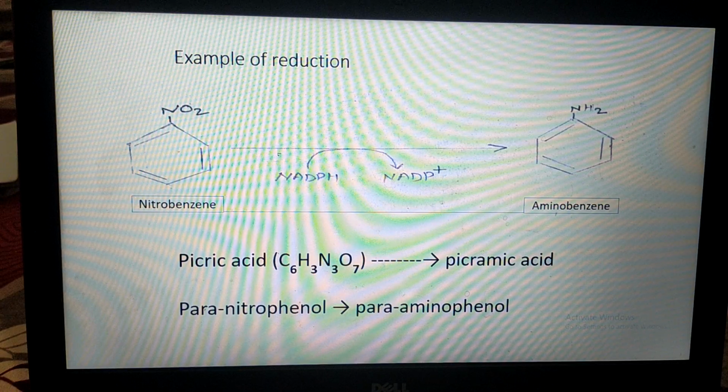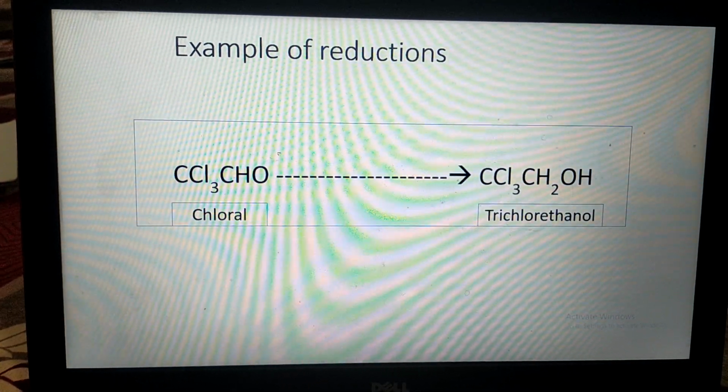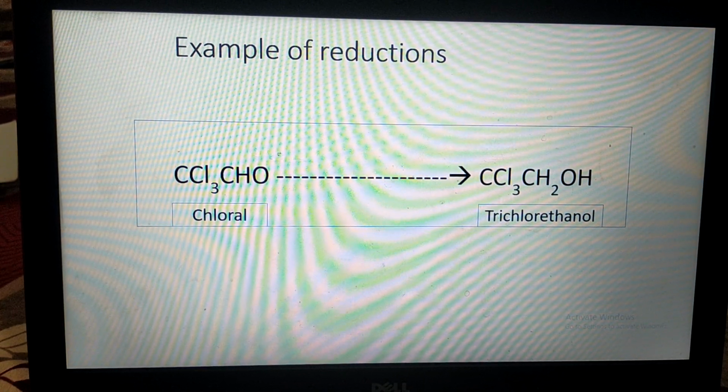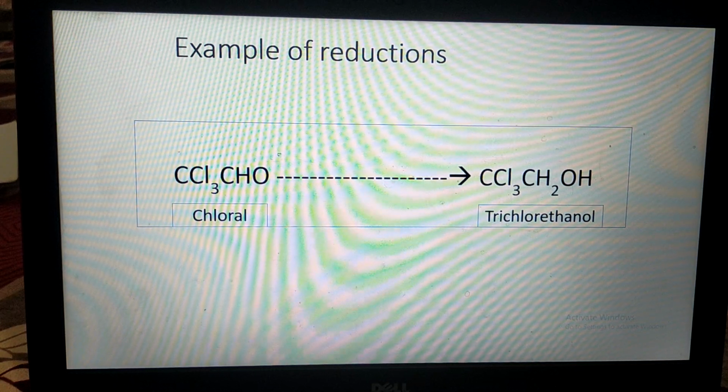So when you are writing in the exam, it is not necessary to draw the structures, just write down the names of which compound is converted into which metabolite. Next reaction is conversion of chloral to trichloroethanol. Again you have to write down here NADPH is converted to NADP, which is the hydrogen donor.